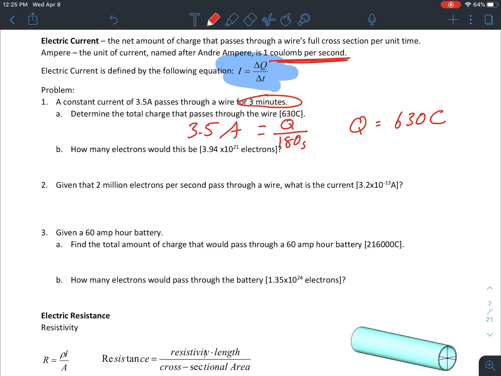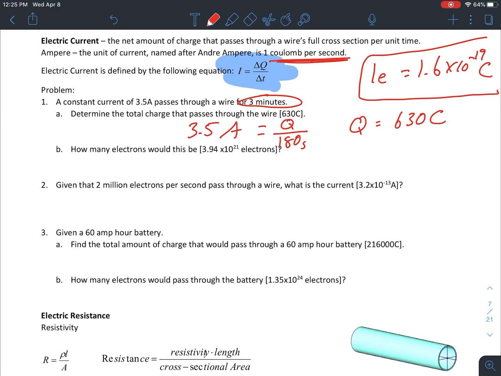Now this is a cool thing. So part B, we're looking for how many electrons would actually be flowing through. So if we know that 1 electron has a charge of 1.6 times 10 to the negative 19 coulombs. So this is not something you necessarily need to memorize. I would provide it to you on a test, quiz, or exam.